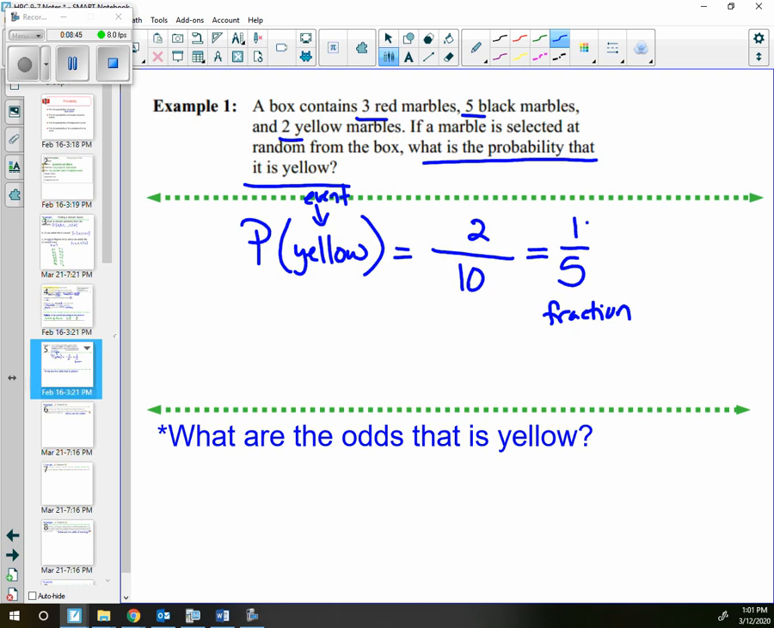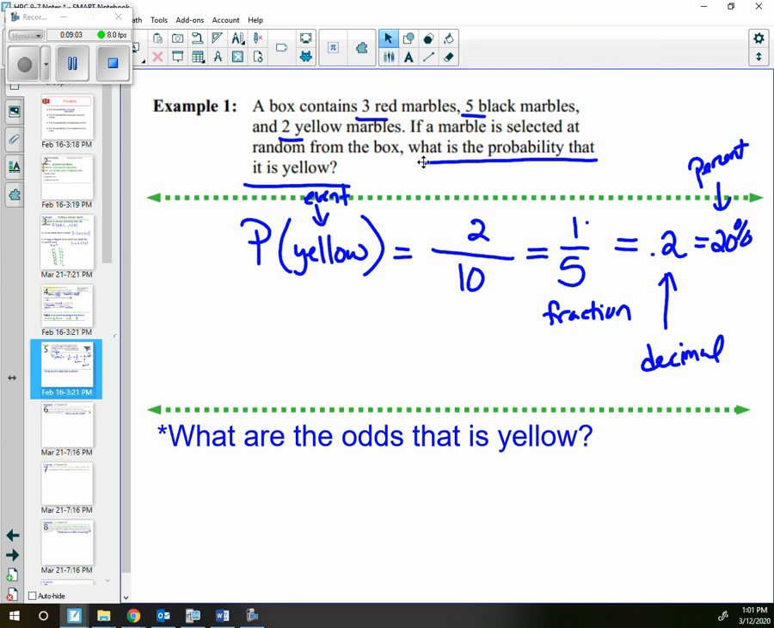Now, you could also write that as a decimal, so 0.2. So you can write your probabilities as decimals. But then you could also write that as a percent, so that would be 20%. So we have 3 different ways that you can write those probabilities. It just depends on what's easiest for you to look at.